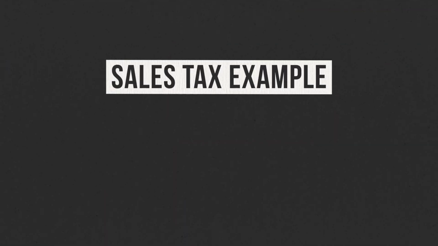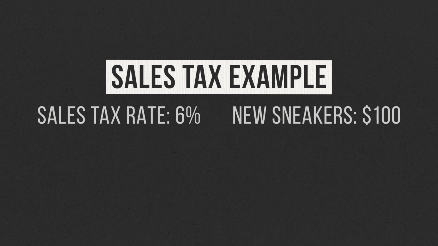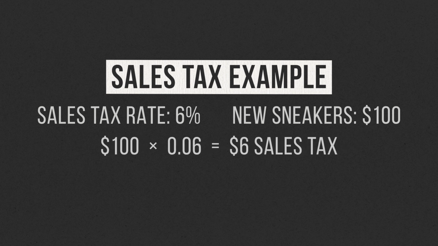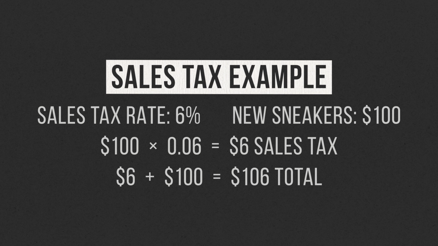As an example, let's say you lived somewhere with a sales tax rate of 6% and you bought a new pair of sneakers for $100. To calculate your sales tax owed, you would simply multiply the purchase price of $100 by the sales tax rate of 6% in decimal form, and you get $6. That amount would be added to your purchase price, making the total $106 including sales tax.